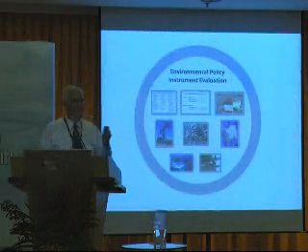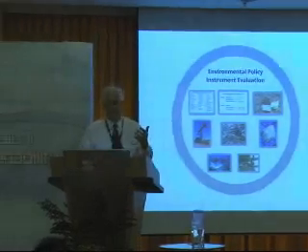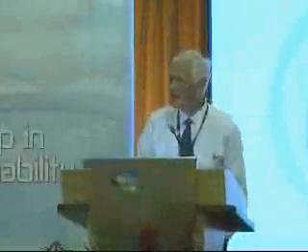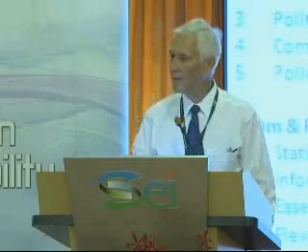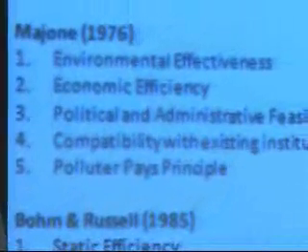So when we're faced with a plethora of options, often the way we do this, and the policy instrument literature is no different, is to develop a list of criteria and then apply those criteria to each of our options. And that's exactly what the policy instrument literature has done. For example, if you look at Mahoney in '76, a very early work, he identified 5 criteria for choosing among the several policy instruments that he identified. Environmental effectiveness, does it do the job we need? Economic efficiency, does it do it at the least cost? Political and administrative feasibility, compatibility with existing institutions, and application of the polluter pays principle.